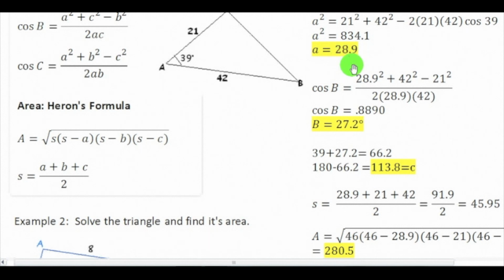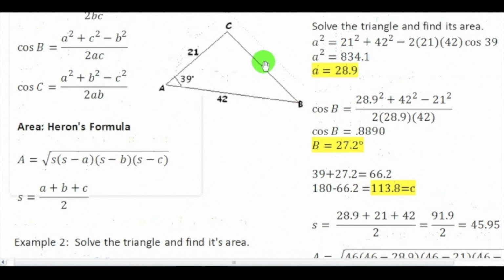All right, the next step, since I've got all the side lengths, I need to find at least one angle, and then I can subtract from 180 to find the last angle. So let's work, since I've got 21 already given to me, I'm going to work with that one. Let's find angle B. So I'm going to take the formula right here. I plug all my values in. I've got all the side lengths. Plug it in.